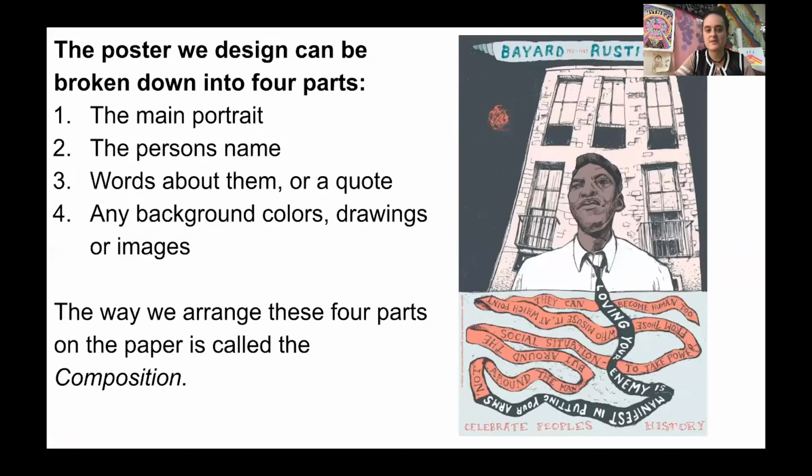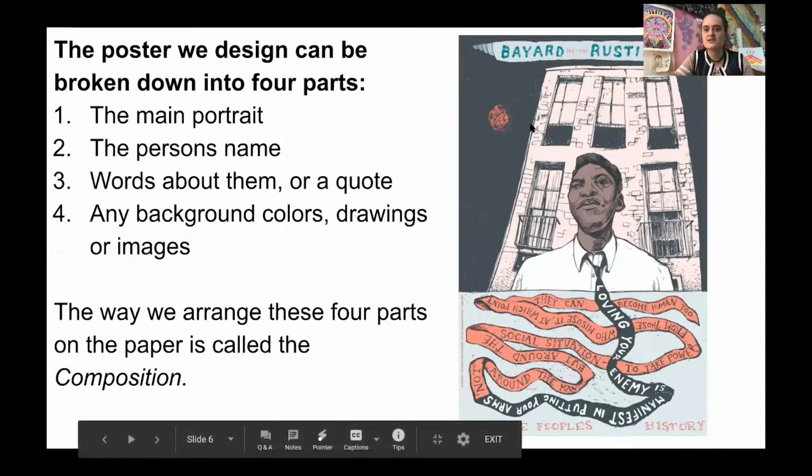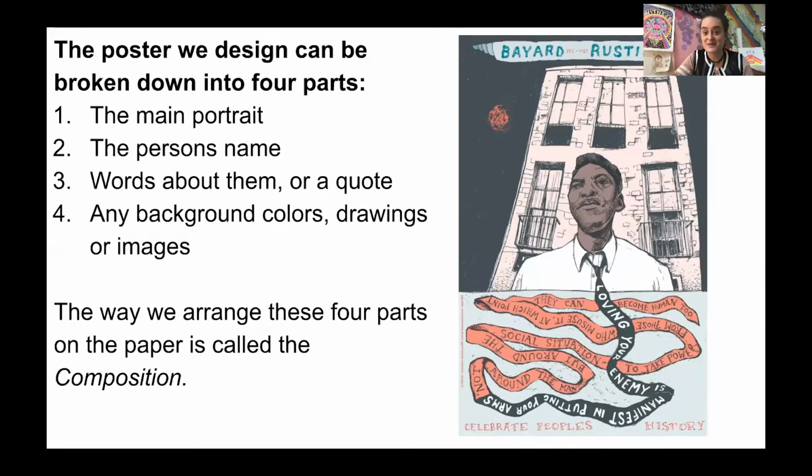The posters that we're making can be broken down into four kind of really basic parts, right? The main portrait, the person's name, any words you'd like to add about them, or maybe a quote from them, and then any background colors or drawings or images. So you can see in this poster, this artist decided to put the person's name at the top, Bayard Rustin, to have his portrait in the center, and then in the background, kind of a building. And then the text, I feel, is done really interesting in this print. You can see the text actually is coming kind of off of his tie. And it is kind of challenging to read, but the way that it's written, kind of coming off the tie, really draws you in and makes you want to read kind of what it's saying, right?